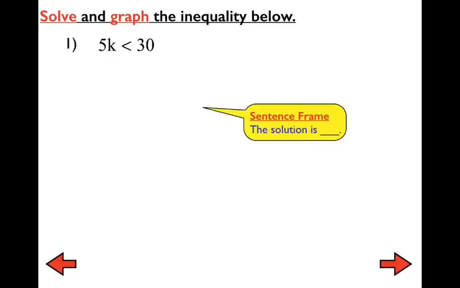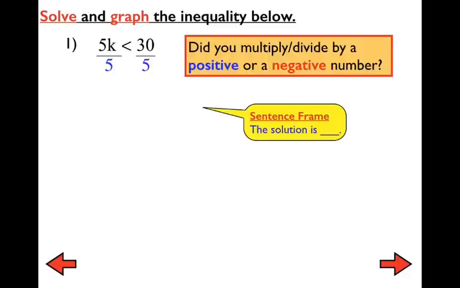So let's start with number 1. I would like you to solve this inequality and graph it. Okay, to solve this inequality, we would divide both sides by positive 5. So my first question in every single one of these is this: did you multiply or divide by a positive or a negative number? And we can see right here that we divided by a positive 5. The only time we flip an inequality symbol is if we multiply or divide by a negative number, and we did not do that.